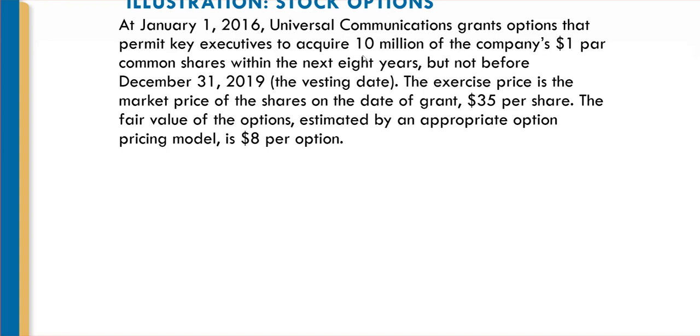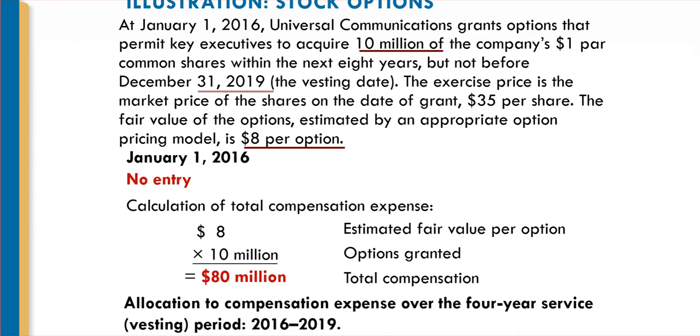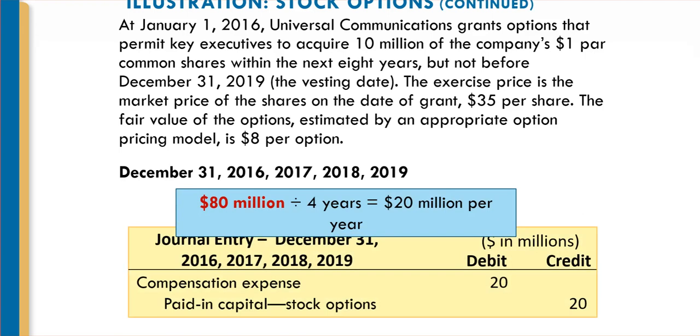So the total value is going to be this, $8 on the option. And the number of shares, there's one share per each option. So you come up with easily then a total of 80. This 80 needs to be allocated, as we said, over 4 years, 20 million a time. The journal entry recorded, simple, compensation expense, paid in capital. At the end of the 4 years, how much is paid in capital stock options going to be? 80 million. Great, great, great.